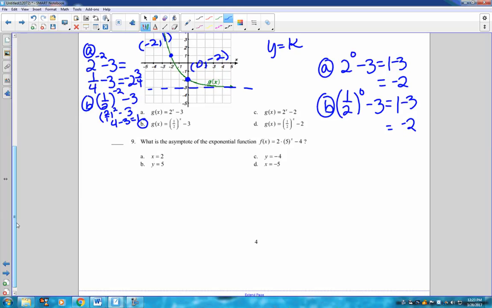Number 9, the answer is C. What is the asymptote of the exponential equation? Remember, y is equal to k. k is negative 4. So y is negative 4. Okay, that's the end of sample quiz 1.